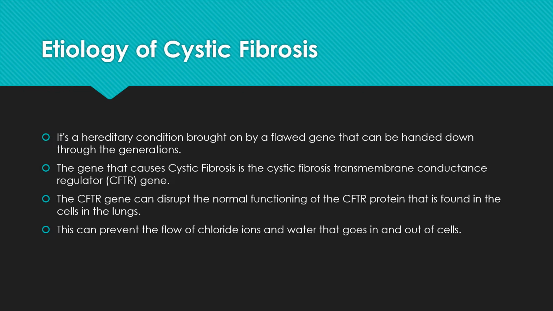So there are many causes of cystic fibrosis, or the etiology of cystic fibrosis. One of them is that it's a hereditary condition brought on by a flawed gene that can be handed down through the generations. The gene that causes cystic fibrosis is the cystic fibrosis transmembrane conductance regulator, or the CFTR gene. The CFTR gene can disrupt the normal functioning of the CFTR protein that is found in the cells in the lungs. This can prevent the flow of chloride ions and water in and out of cells.